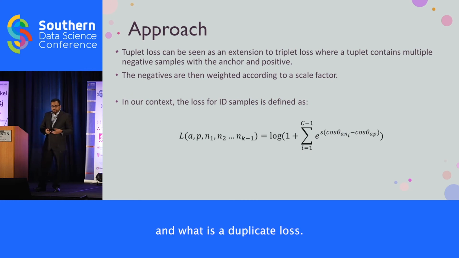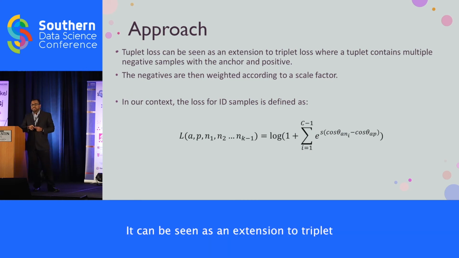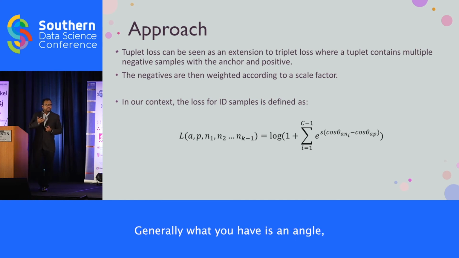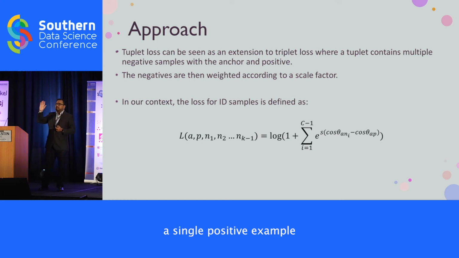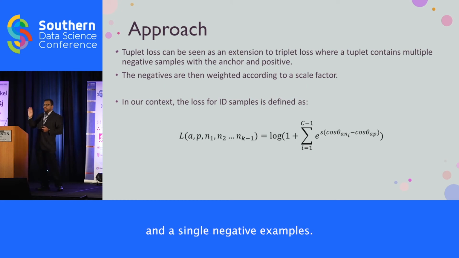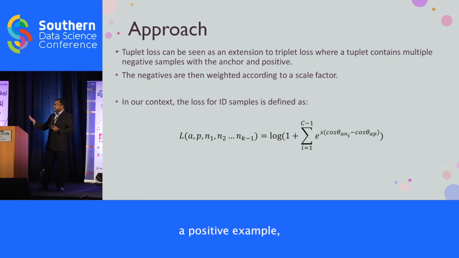And what is a tuplet loss? It can be seen as an extension to triplet loss, as you have perhaps already used it in many examples. Here, we do not have a single negative example. Generally what you have is an anchor, a single positive example, and a single negative example. What we have here is an anchor, a positive example, and a series of negative examples that can serve for us to train that network.